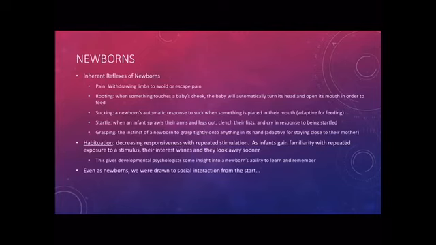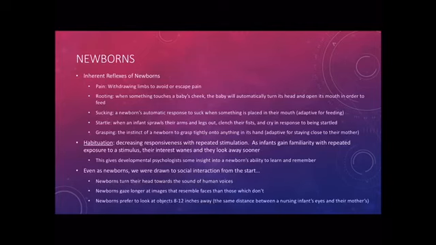And then even as newborns, we are drawn to social interaction from the start. Social interaction is something inherent to humans that we need to have. It is a basic need for humans to have some form of social interaction. And so even as newborns, we were drawn to social interaction from the start.